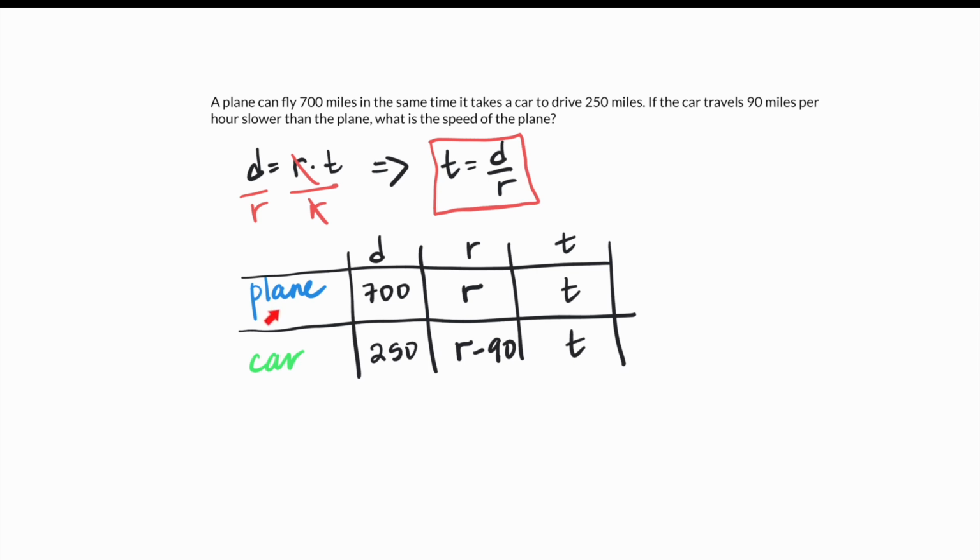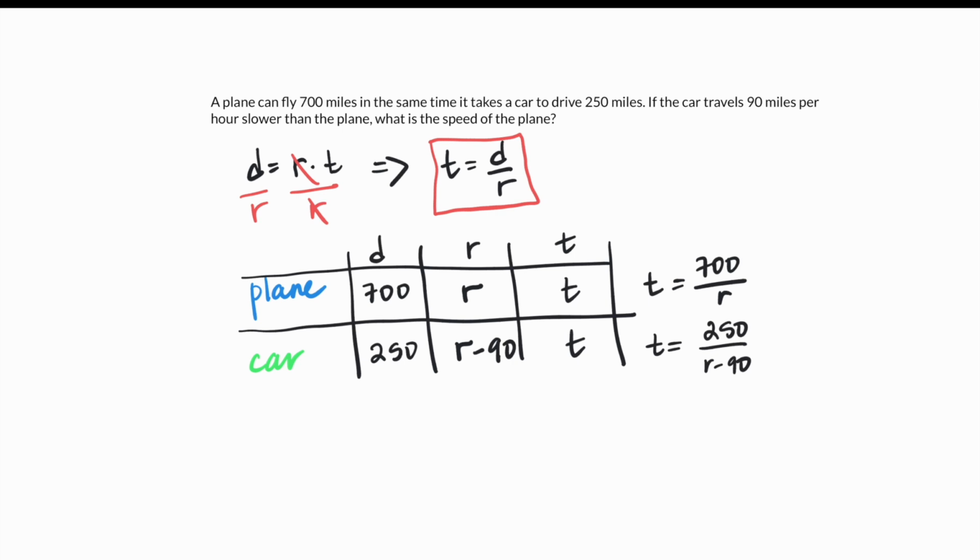For the plane trip, I'll write it right here. And the same thing for the car trip, I'll write it right here. So the formula tells me to write t first, so I'll write t, then equals the distance on the top and the rate on the bottom. So the distance for the plane is 700 and the rate r is at the bottom. For the car trip, I'm going to use this exact same formula and I'll use the information from the chart. So t is my time, 250 is my distance, and r minus 90 will be my rate.